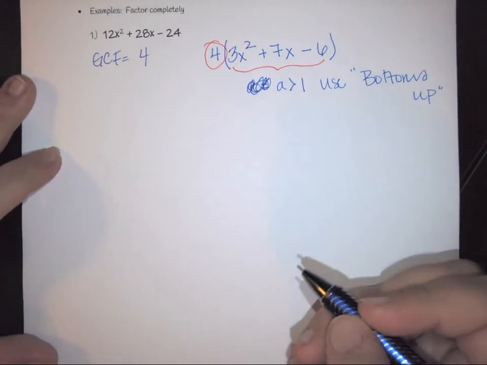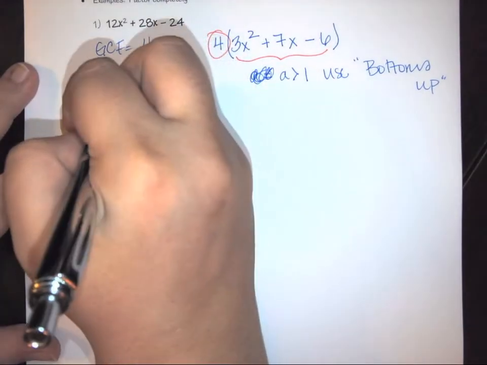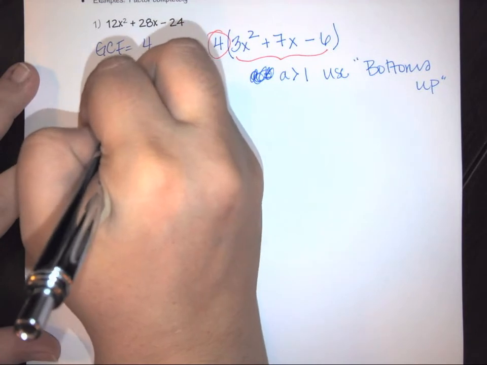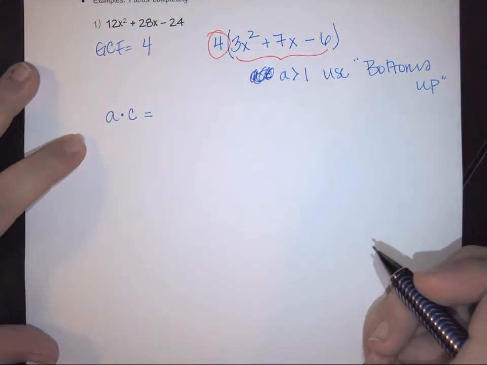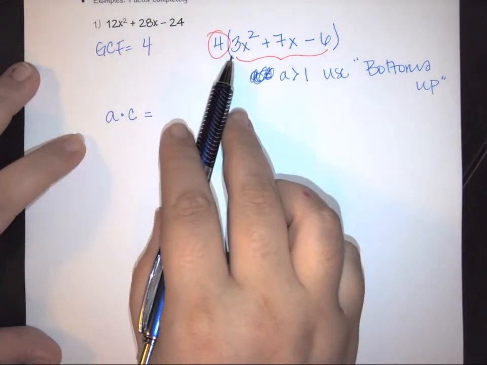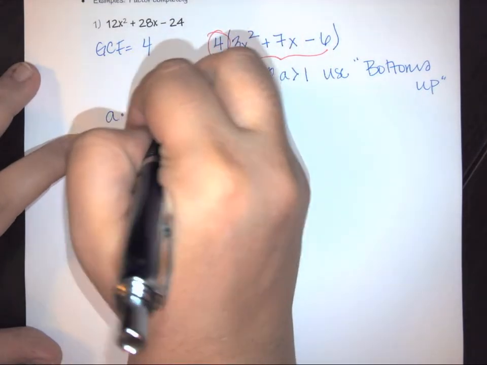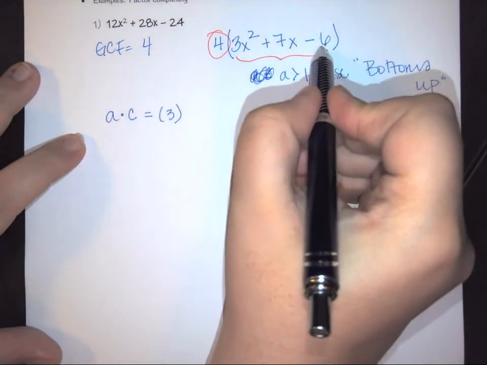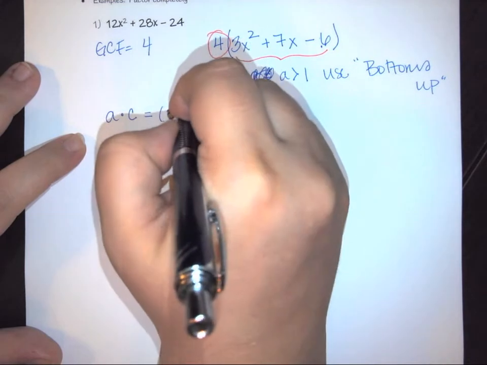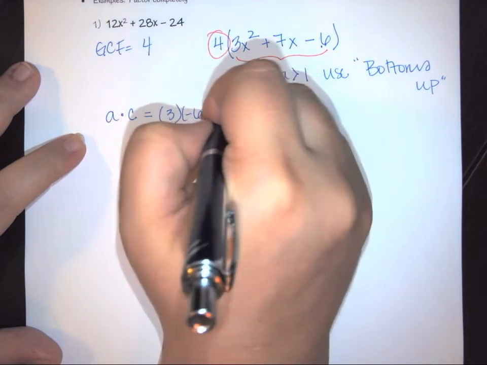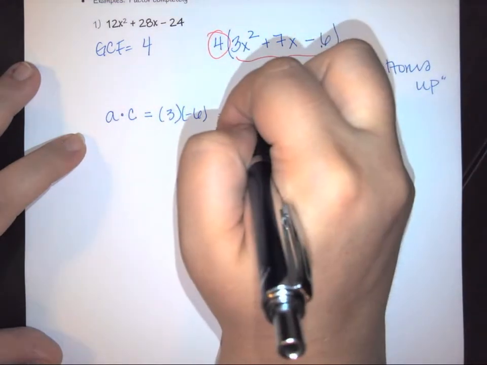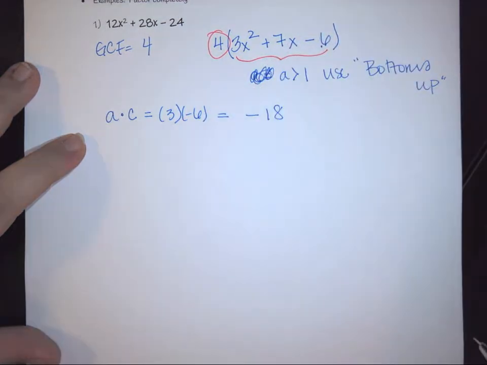So the bottoms up method says the first thing you need to do is multiply A times C together. So my A is 3. My C is negative 6. And when I multiply those together, I get a negative 18.